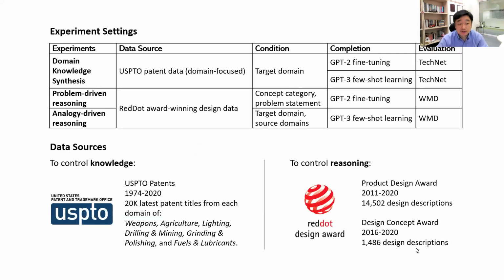So we run 3 experiments. In the first experiment, we try to control for the knowledge input for design concept generation. And in the second and third experiment, we try to control for the predictive reasoning logics. One is a problem-driven logic, and the other one is analogy-driven reasoning. And we export the USPTO patent database and Red Dot award-winning design datasets for fine-tuning or few-shot learning of GPT, or GPT-2 or GPT-3 models. And we use TechNet and the WMD to measure the novelty of the AI-generated concepts.